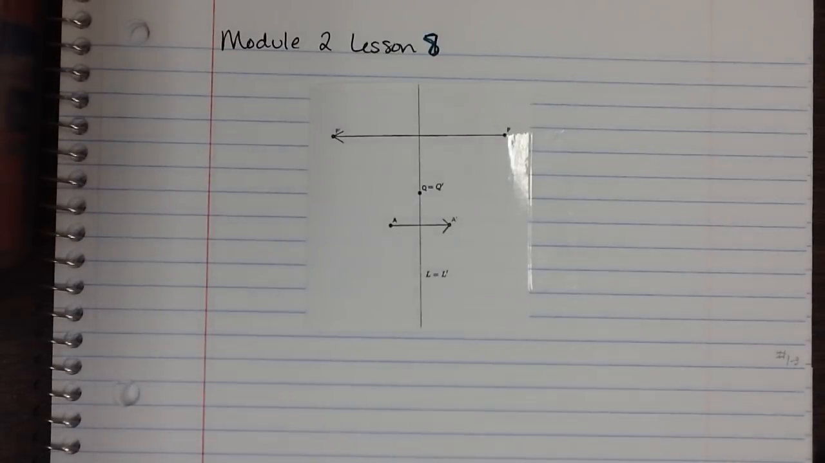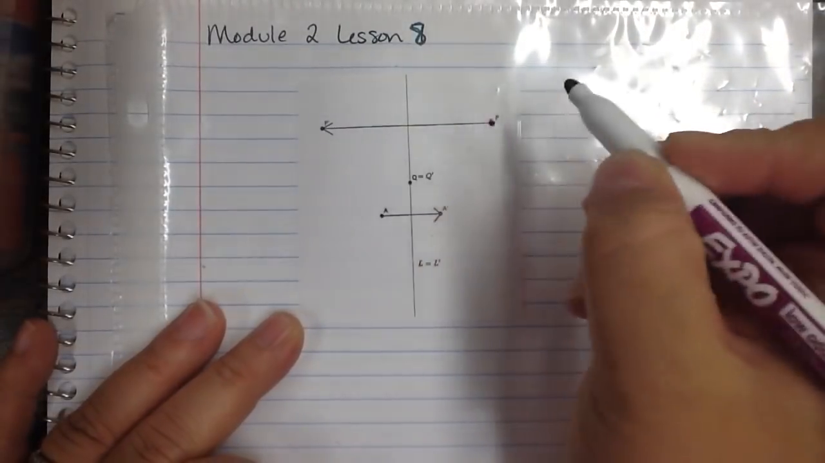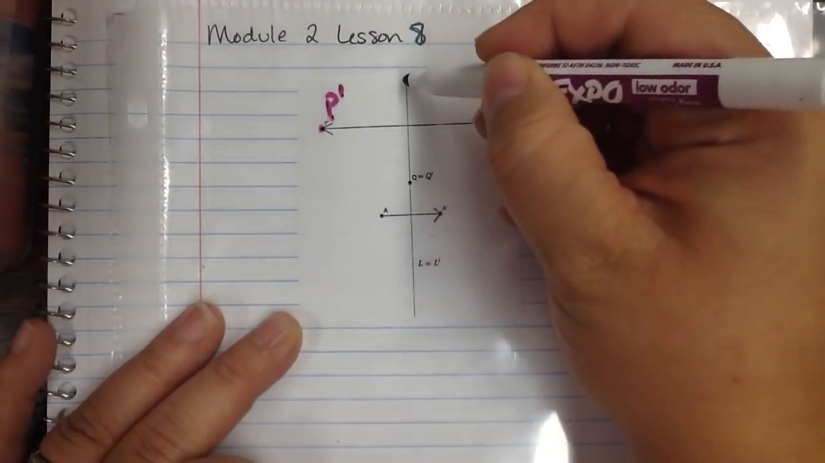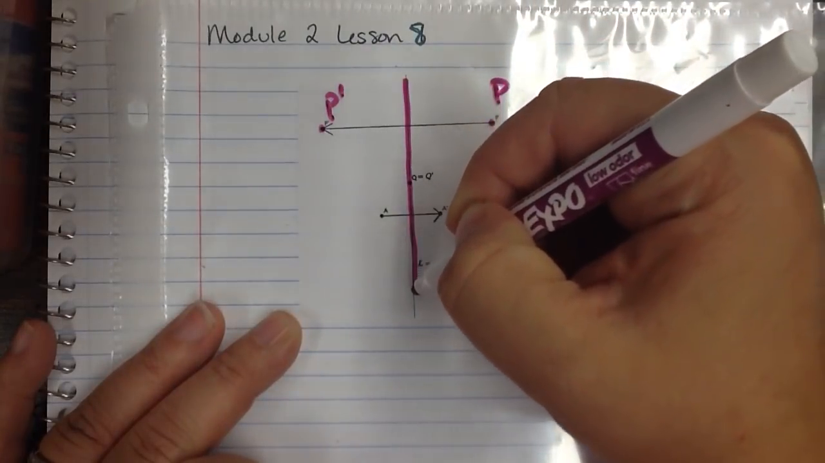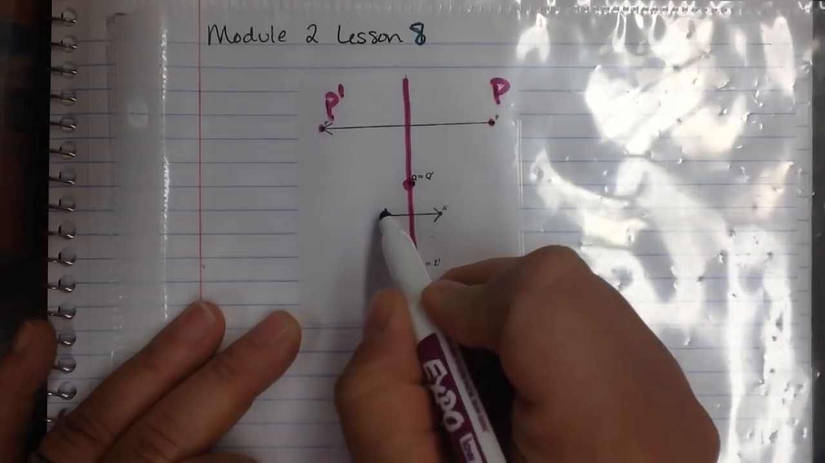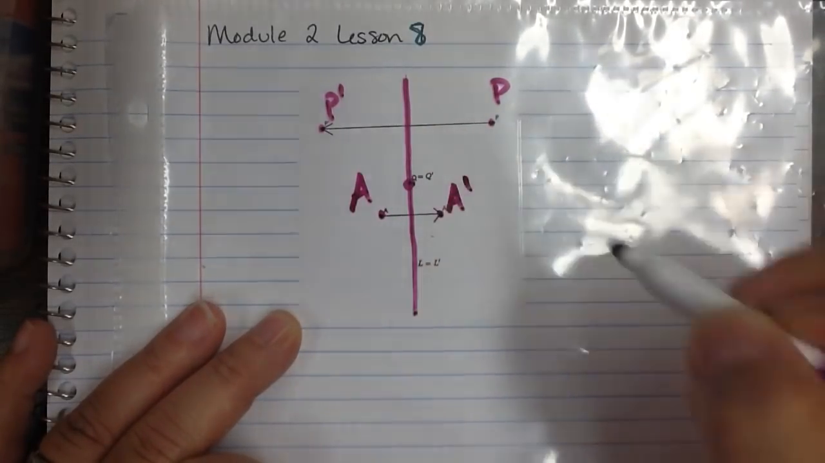Okay, so we're going to look at this picture. I'm going to show you kind of what I'm talking about here. Okay, I have P and P prime. I have my line of reflection. Q is on that line, so it does not move. I have A, and I have A prime.